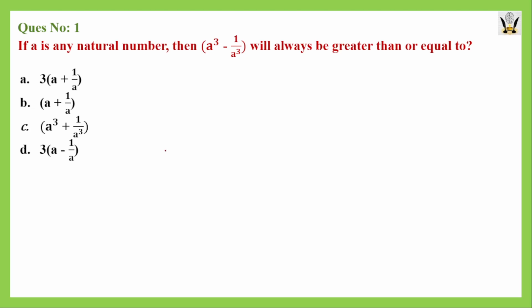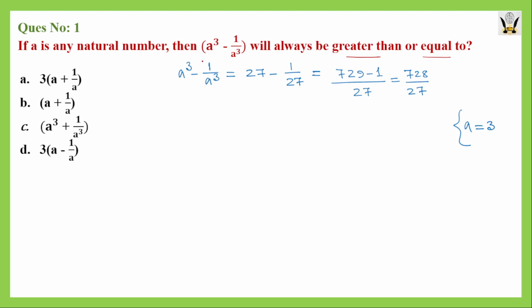The first one says that if a is any natural number, then a cube minus 1 by a cube will be always greater than or equal to which of the given options. Now a is any natural number, so it starts from 1 and it is any positive integer. Now this is the given expression which will be always greater than or equal to which of the options that we need to find. Now let's say we assume that a is equal to 3.